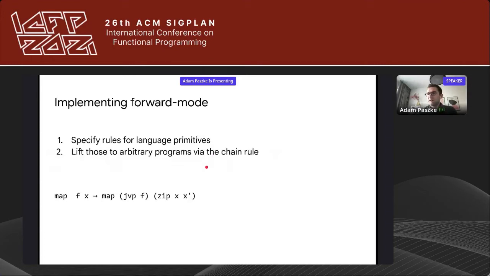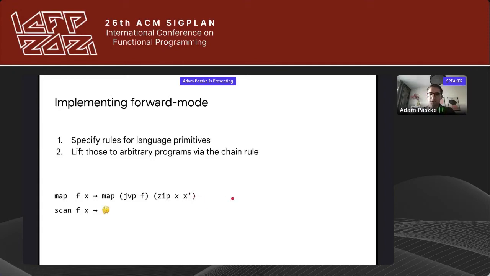Again, calculus 101: if you have a vector of a few elements and you apply a function component-wise to this vector, then the derivative is also computed component-wise by taking the derivatives of every individual function. So the rule for map is fairly simple. If you have a map of f over x, then to compute the sensitivities in the outputs, you map the JVP of f over the arrays x, and x prime is like the epsilon, the nudge, the perturbation to x that we're propagating as we're computing the derivatives.